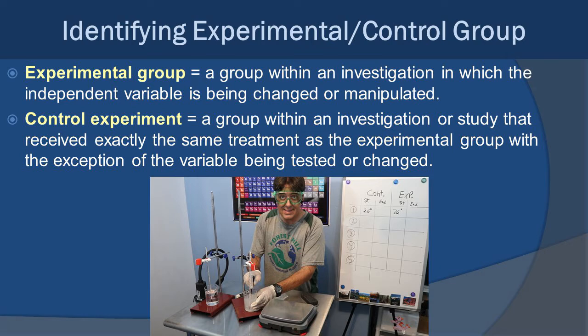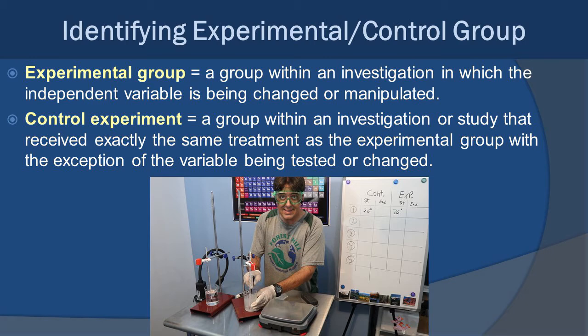Now that you understand your variables, you've got to set up your experimental and control groups. The experimental group is the group within an investigation in which the independent variable is being changed or manipulated. So that's where you would be, for example, increasing the surface area or using water versus alcohol in the experiments previously described. Now, the control experiment is a group within an investigation or study that receives exactly the same treatment as the experimental group, with the exception of the variable being tested or changed.